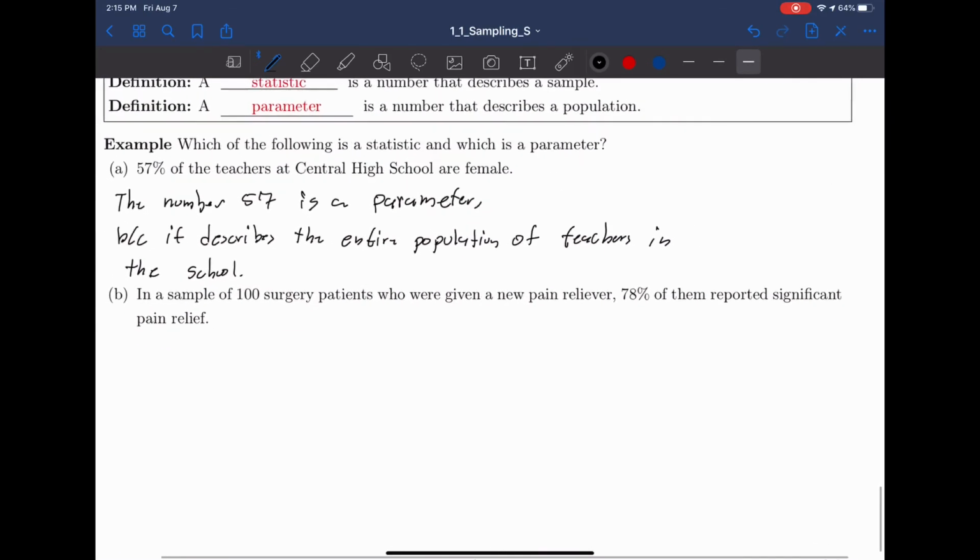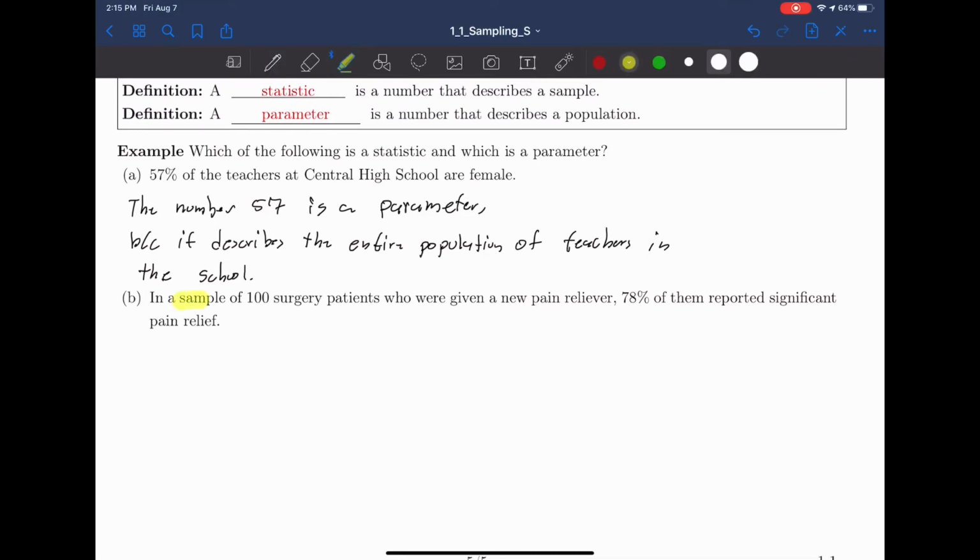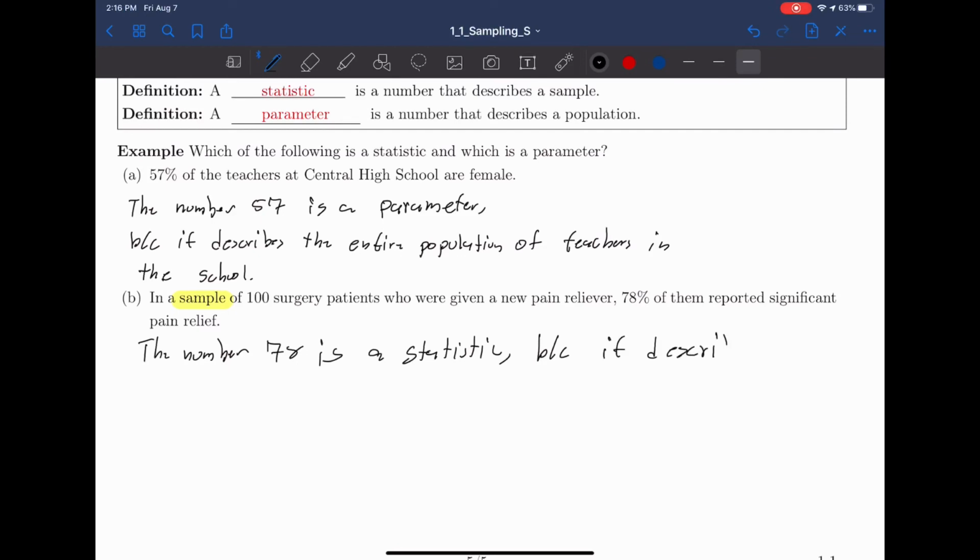Okay, let's look at B. In a sample of 100 surgery patients who were given a new pain reliever, 78% of them reported significant pain relief. So the key word here is sample. That kind of tells you that the number 78 is a statistic, because it describes a sample.